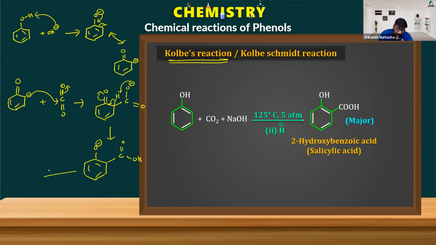The second set is acidification. If you treat this with the second set, that is H plus, you get the respective OH and COOH groups in this fashion. You are getting 2-hydroxybenzoic acid. You may ask a question, sir, why are you always attacking the ortho position, when if you write the resonating structure, negative charge can be accumulated at para also? Why are you not doing the para attack? Why?